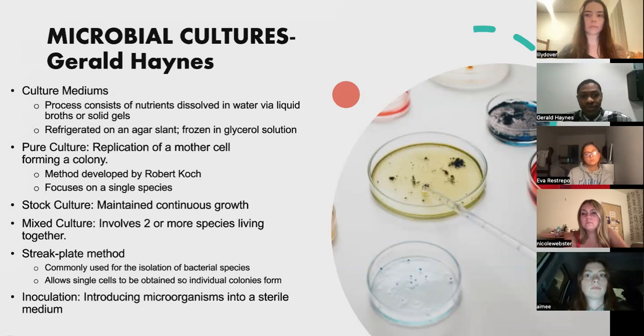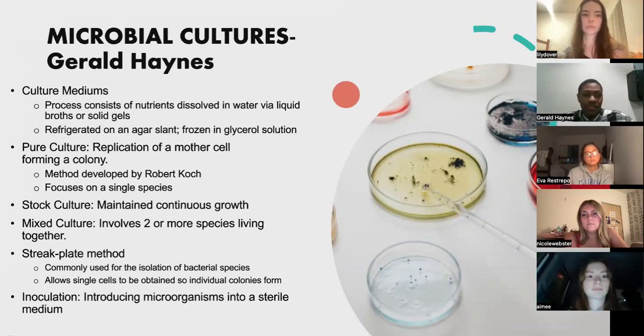Pure culture involves the replication of a mother cell forming a colony, and this was a method developed by Robert Koch, and this usually focuses on a single species. A stock culture is maintained by continuous growth, and mixed culture involves two or more species living together.